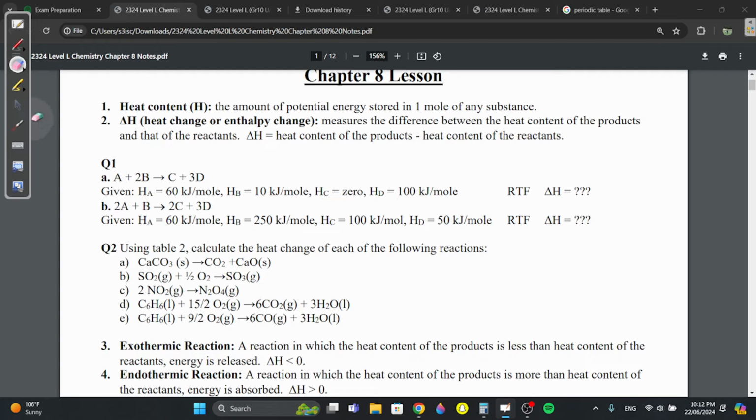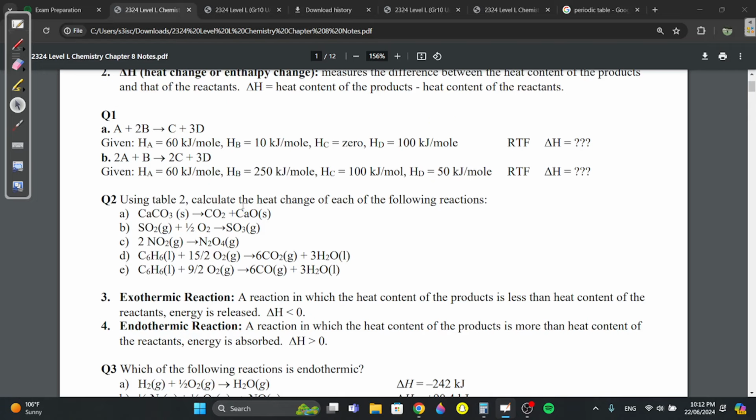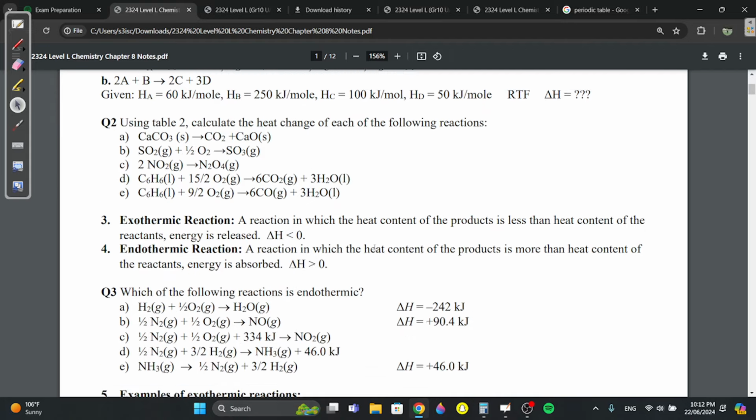using table 2, what is table 2? I think in table 2 they just give you the heat content of everything here. So if you do have the heat content, again, just add them up and then subtract. And in the case of you having a coefficient, then you multiply the heat content by the coefficient, okay?